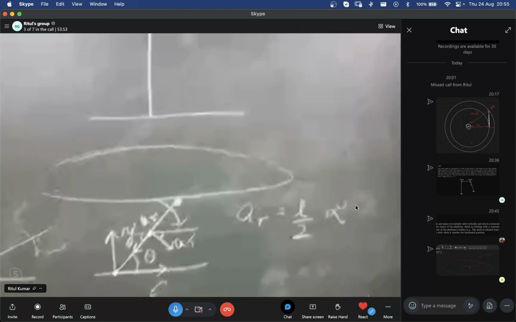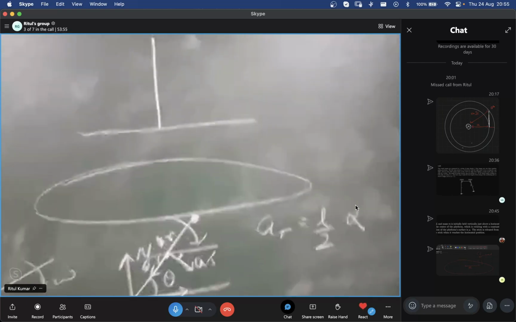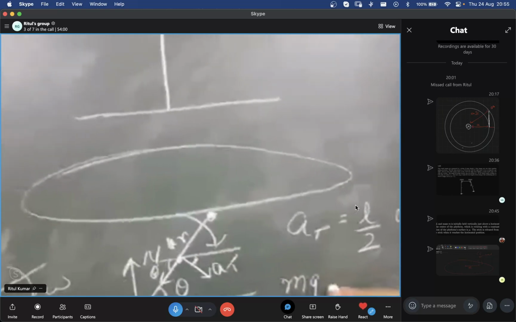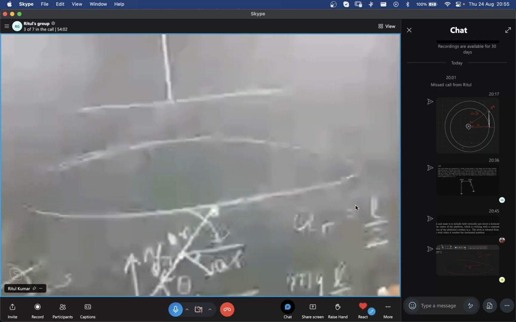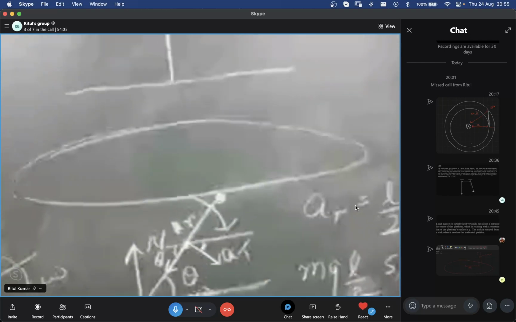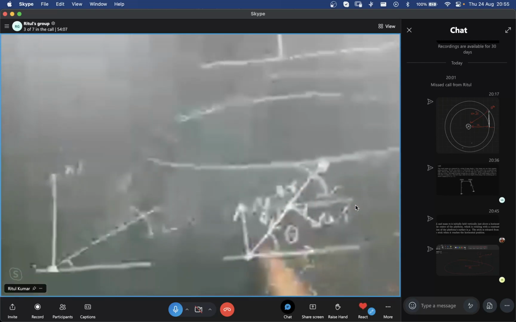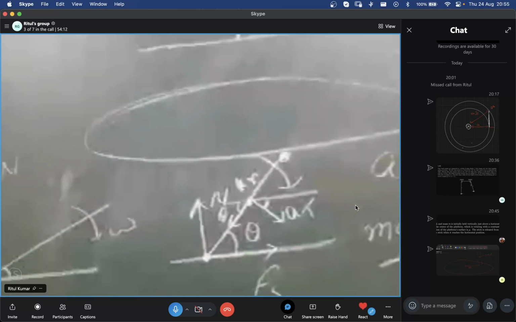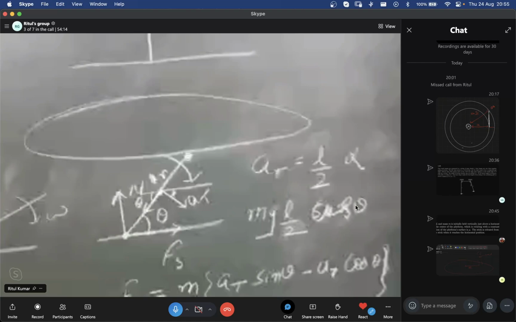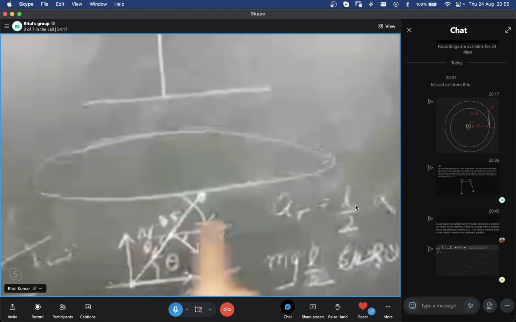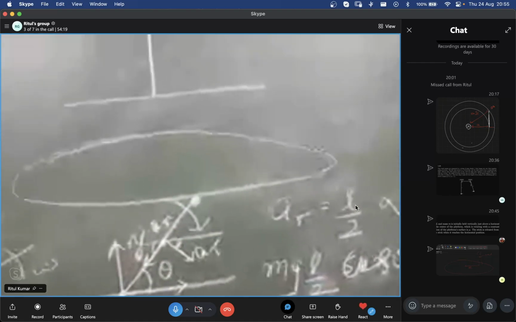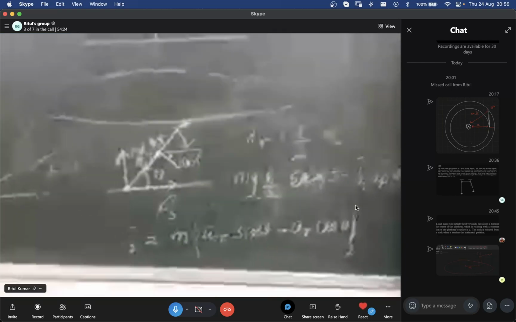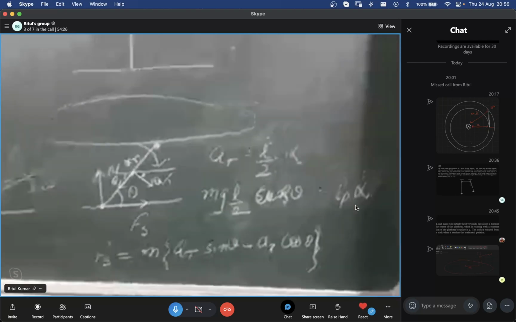Okay, now the torque equation. What do we get from here? mg L by 2, this is mg, this is L by 2 cos theta. So mg L by 2 cos theta, right? The normal will not produce any torque. That is equal to I about that point, IP, into alpha. We got the equations, correct?